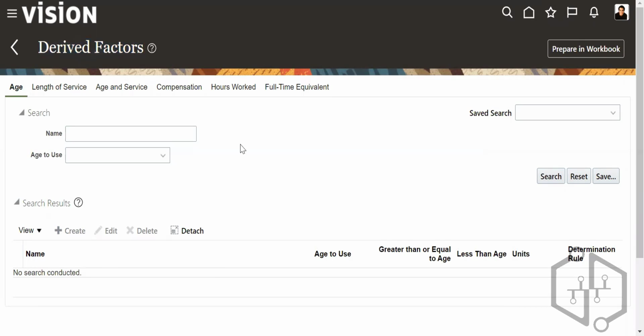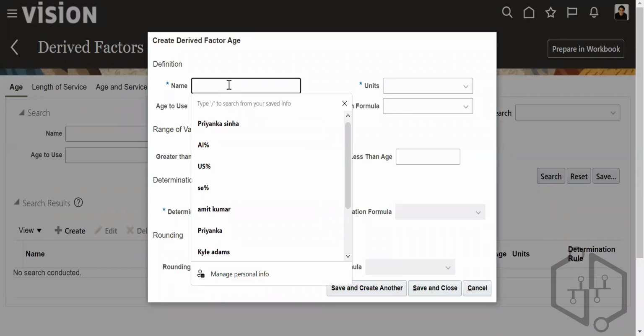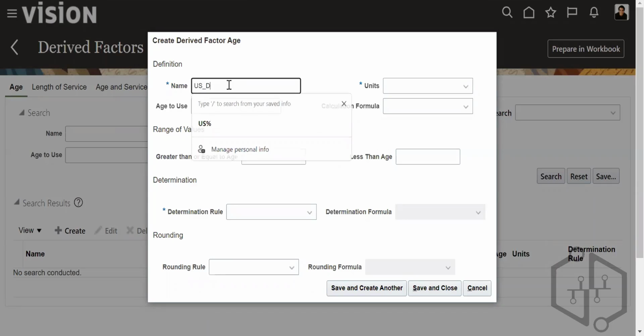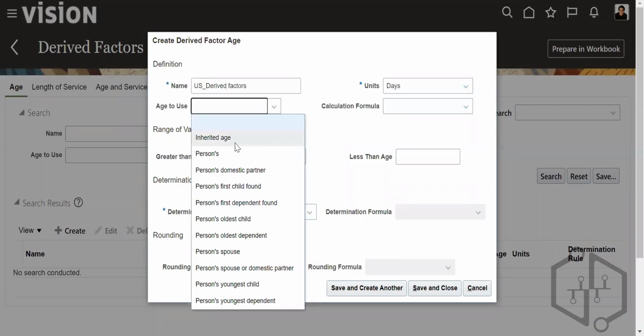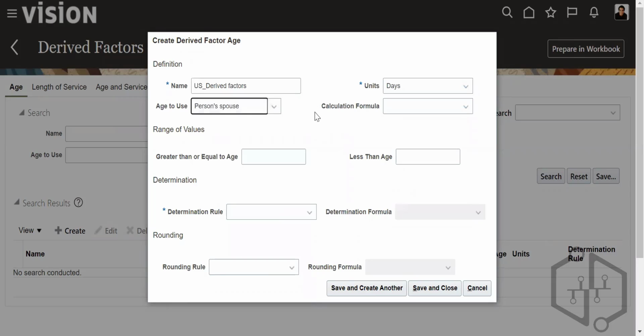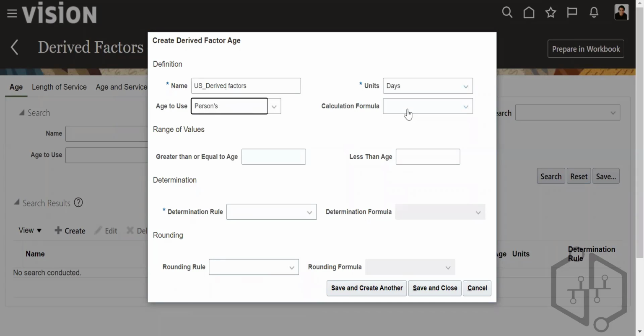So when you create a drive factor for that, what is the name? Write here as US underscore drive factors. Units you can write here as days. Age is used like a person's age, you are calculating the person's age. That means what is the age when he is serving in that company? What is the age? Calculation formula.